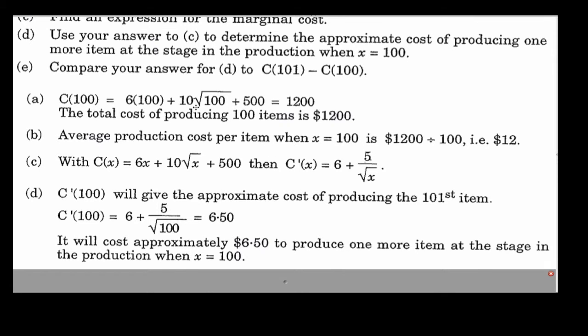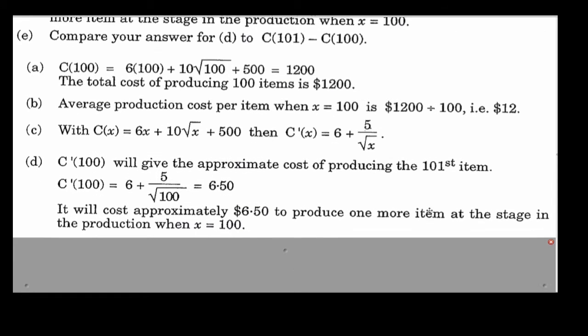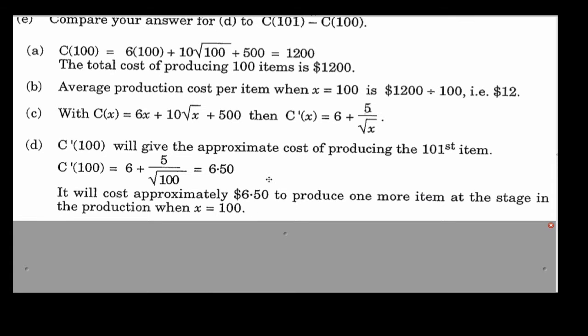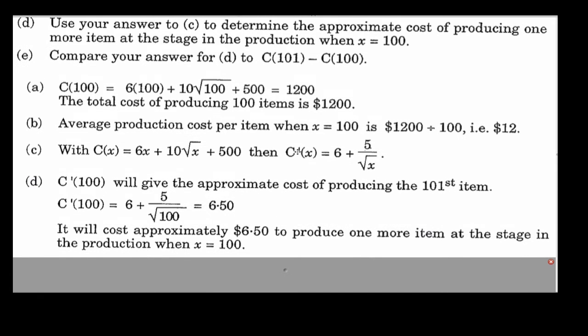So you can see, without even drawing this, I can see that overall the average has been $12 per item, but now once we've got to the 100th item, it's only costing us $6.50 to produce the next item, and I anticipate that that would keep going down. So the more items we produce, the marginal cost is going to keep going down.